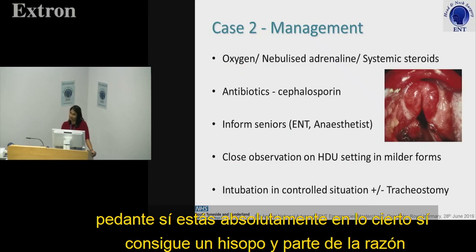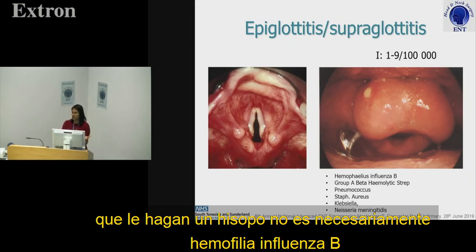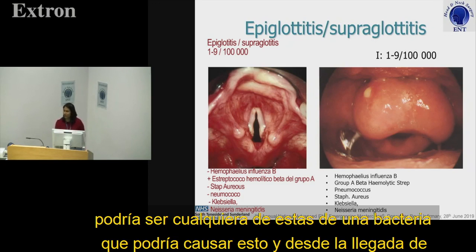It's debatable whether it's safe to take a swab if you're not going to intubate the milder ones, which I agree on. Exactly. If you do intubate, get a swab. And part of the reason that you get a swab is it's not necessarily Haemophilus influenzae B. If it doesn't settle, it could be any of these other bacteria that could cause this.